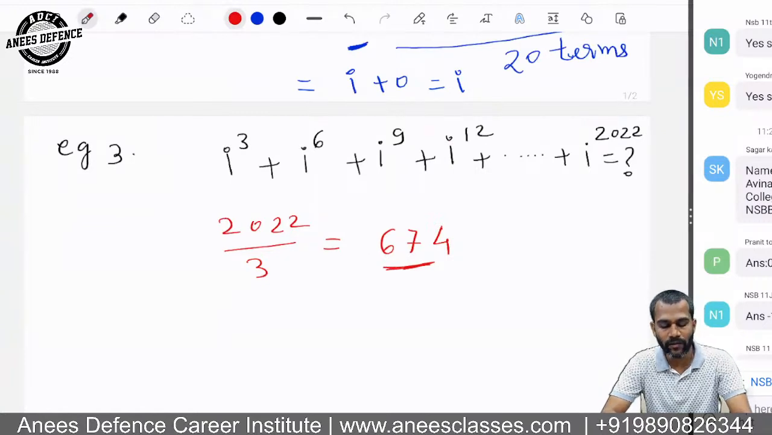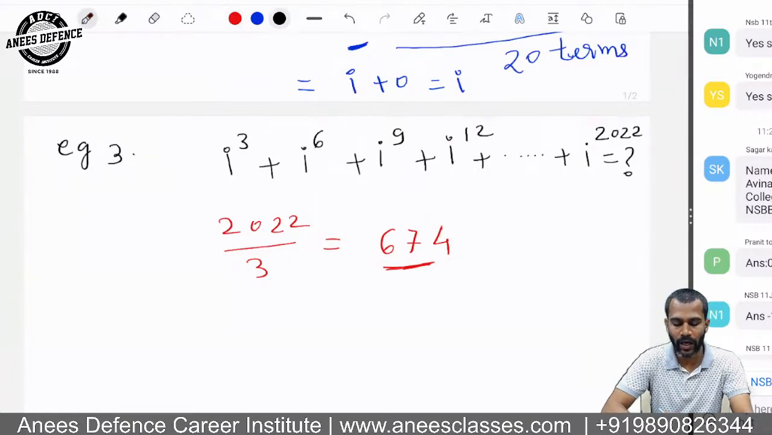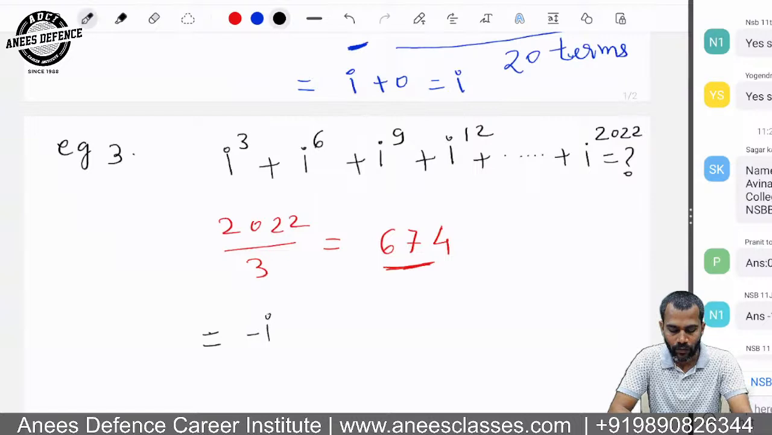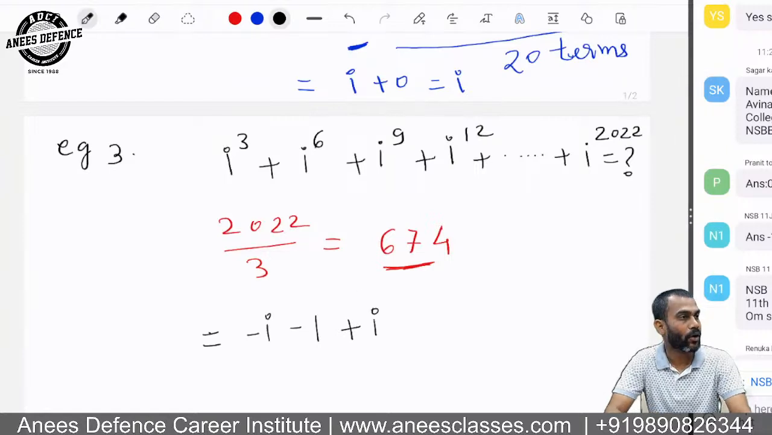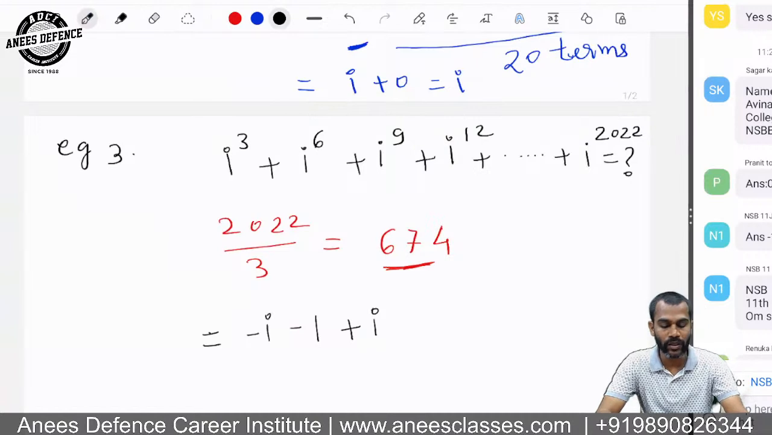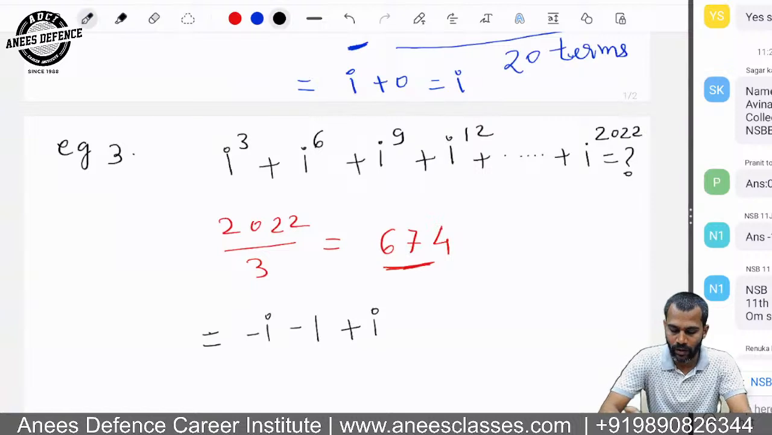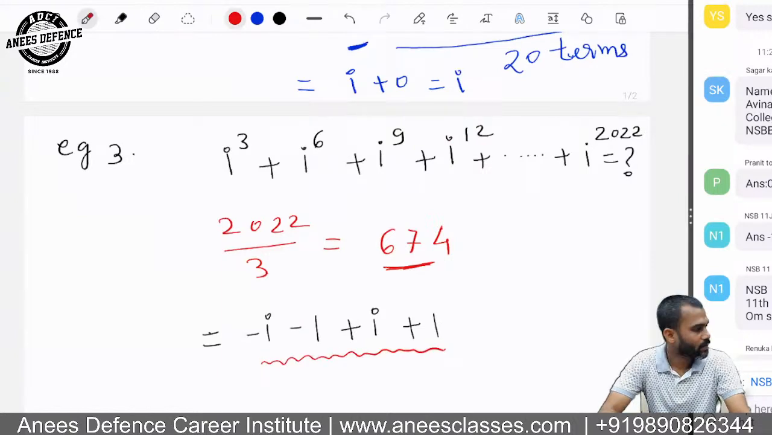674 terms are there. Now I am trying to simplify these terms. What is iota cube? Minus iota. What is iota raised to 6? Minus 1. What is iota raised to 9? Iota only, because we divide 9 by 4 and the remainder is 1. What is iota raised to 12? 1. So now if you see, the sum of 4 consecutive terms is 0 here.